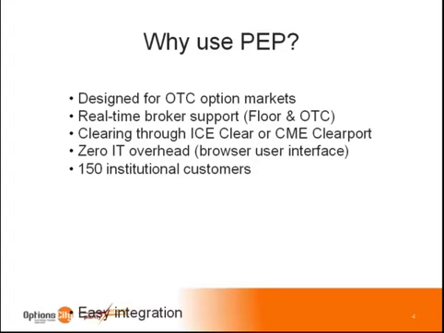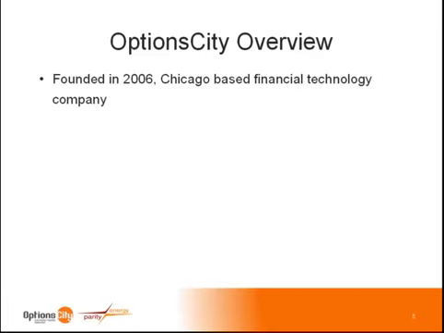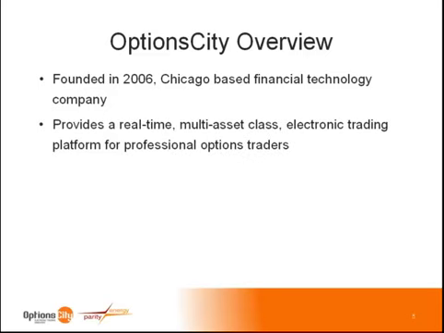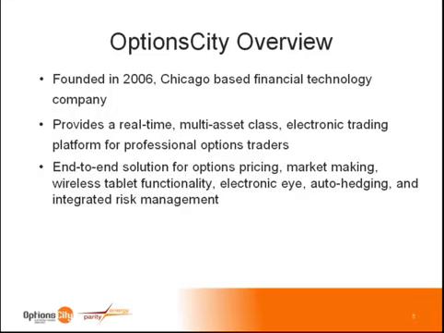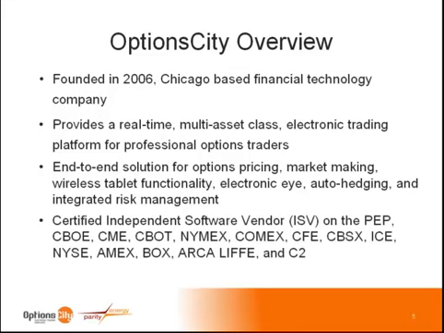Okay, thanks, Charles. So a little overview here on OptionsCity. We're headquartered out in Chicago. We just recently opened a New York office. We are a multi-asset class platform for professional traders. And we consider ourselves an end-to-end options trading solution, meaning we do everything from modeling, pricing, execution, and quoting. We have electronic eye, auto hedge capabilities, as well as integrated risk management. So it's really multiple systems in one. In addition, we have tablet technology, and we're pleased to add PEP to our list of exchanges that we are connected to.